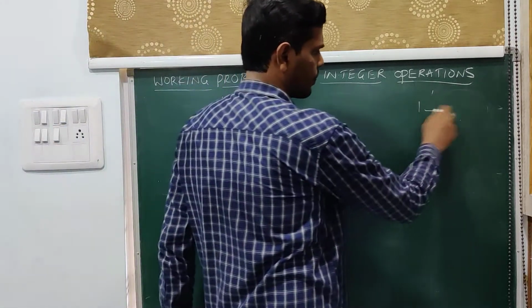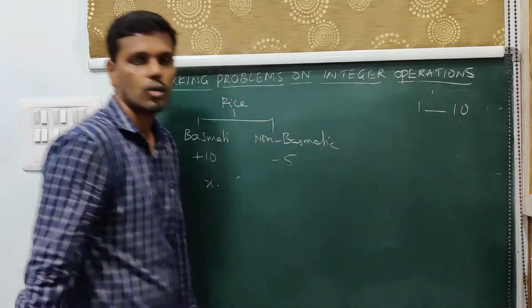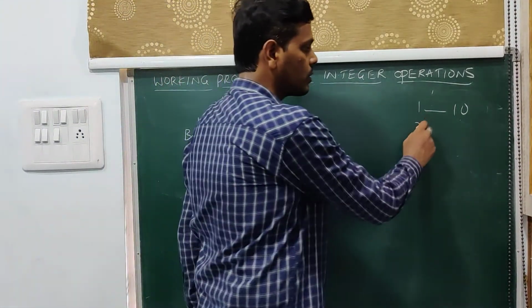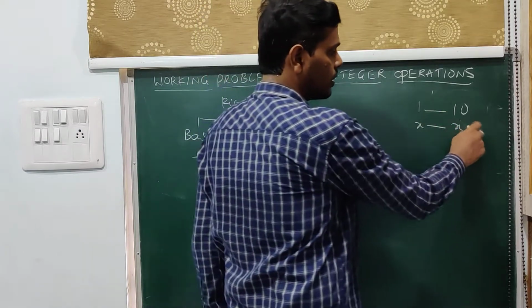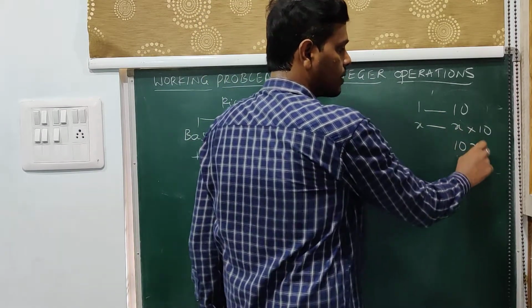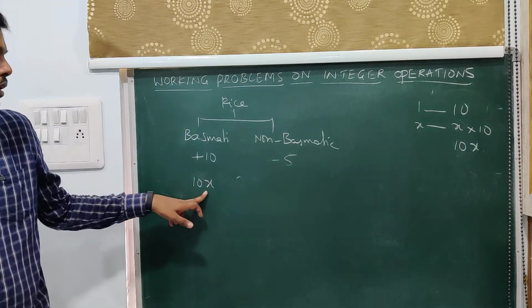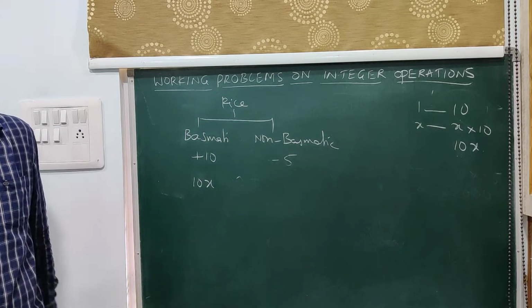Just like this, one chocolate 10 rupees, then 10 chocolates 100 rupees, that is 10 into 10. Similar case, on one bag 10 rupees, now we have X bags, so it is X into 10, that is 10X. So that is what I am writing, 10X. This is the amount which he gets on basmati rice bags.